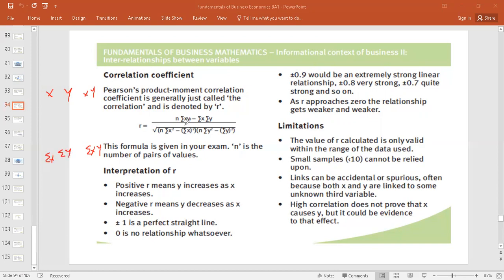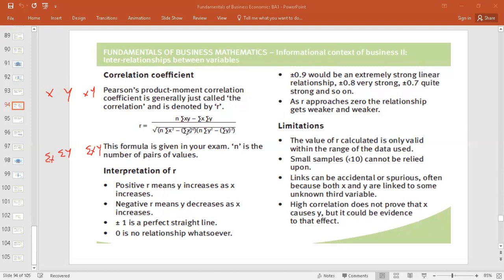Okay, so the variable n is multiplied into sigma xy, then individually sigma x and sigma y. The whole thing is divided by the square root of n into sigma x square minus sigma x whole square, and similarly for y, n into sigma y square minus sigma y whole square. So using this formula, we calculate the value of R.